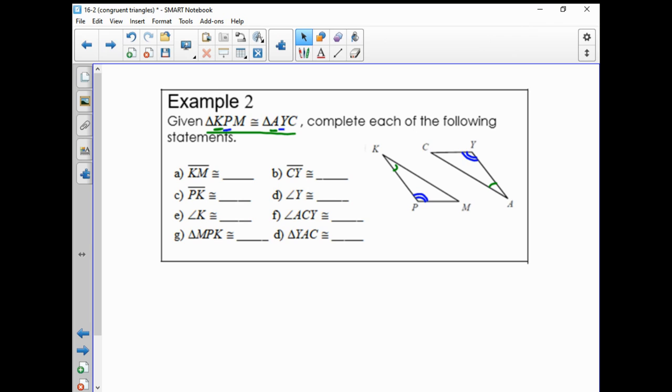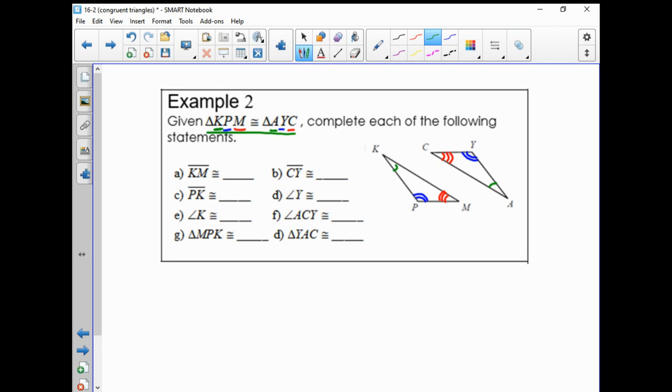And then I also know that the last two letters of my triangle are also congruent. So M right here is congruent to C. All right, now, again, totally optional, but let's go through and do one more thing. Let's mark which sides are congruent.